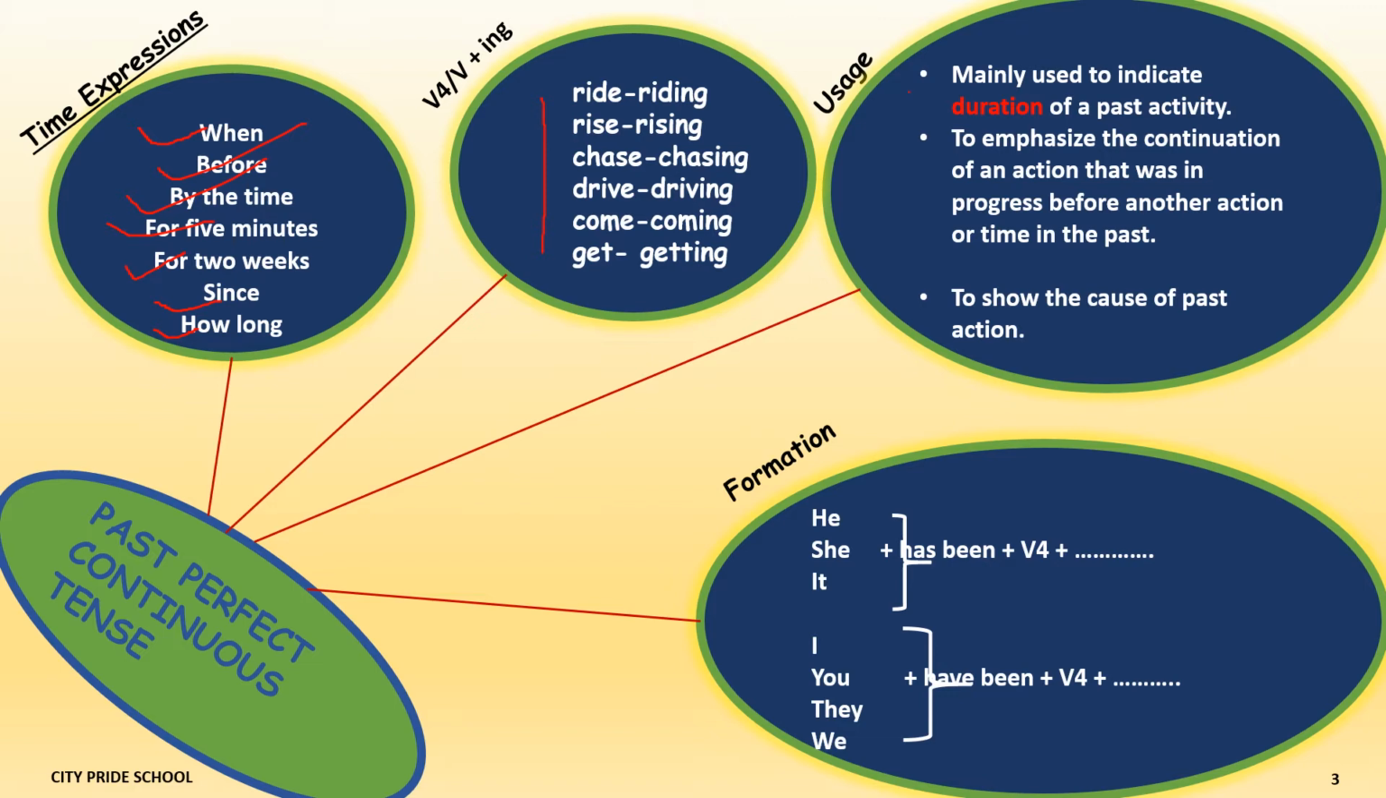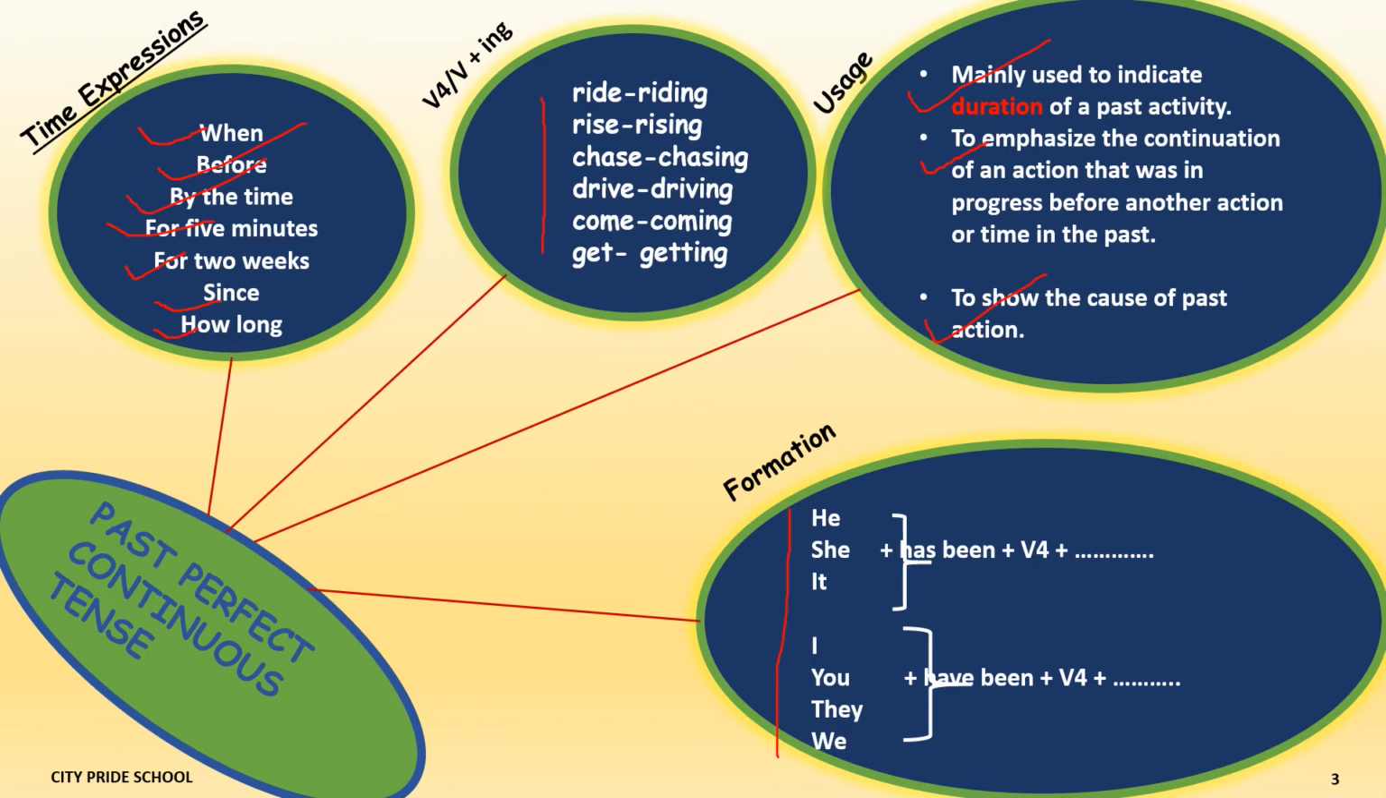Usage is mainly to indicate the duration of a past activity. Then to emphasize the continuation of an action that was in progress before another action or time in the past. And last is to show the cause of a past action. We learn the usage better with the help of examples. The structure is: singular subject, plural subject, both will be followed by had been plus V4 form of the verb.